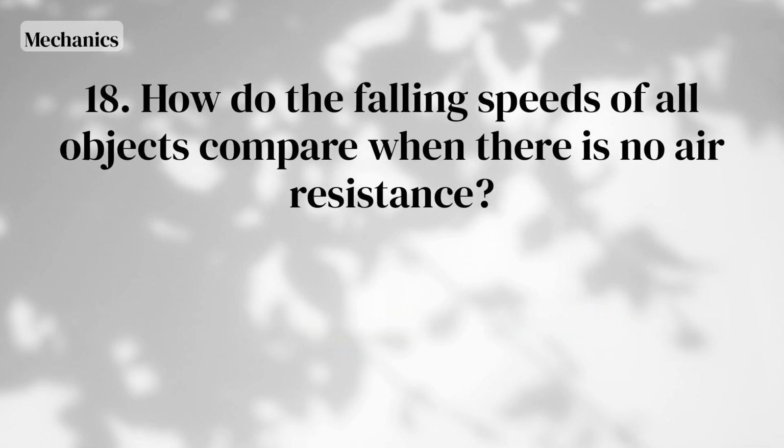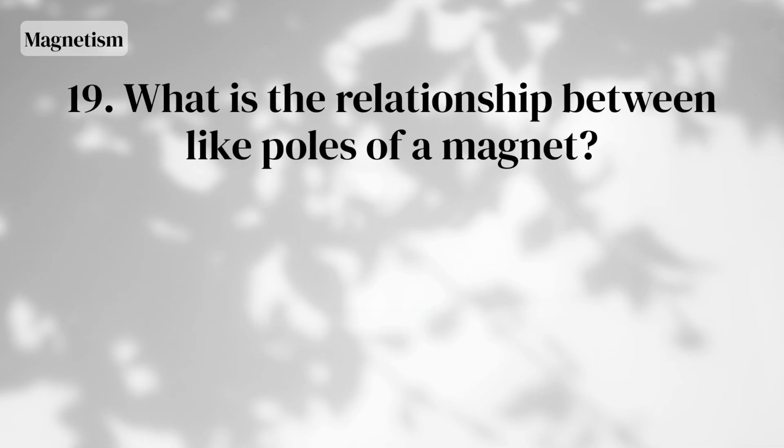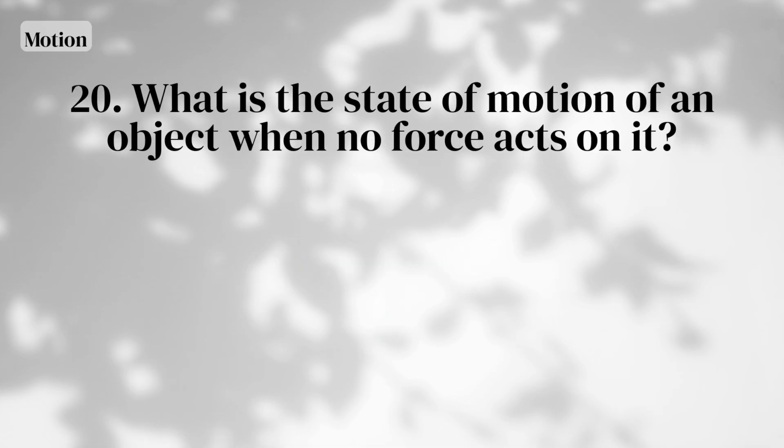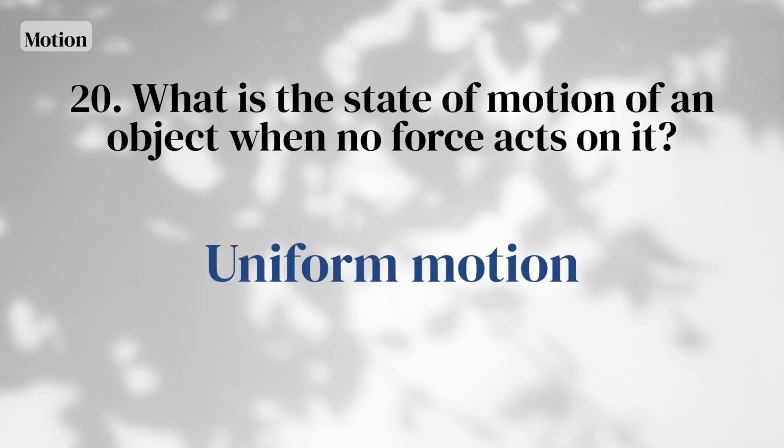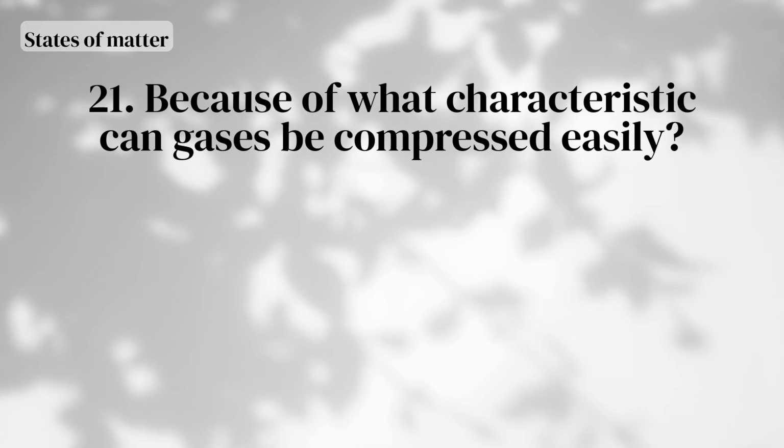How do the falling speeds of all objects compare when there is no air resistance? They become the same. What is the relationship between like poles of a magnet? Repulsion. What is the state of motion of an object when no force acts on it? Uniform motion. Because of what characteristic can gases be compressed easily?